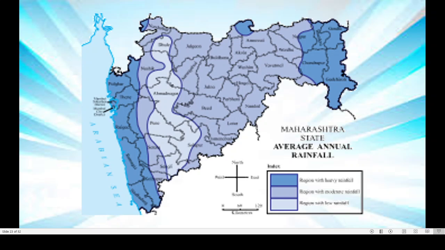Yes, dear children, this is our Maharashtra map, but it shows average annual rainfall. Here we can see three different shades of blue, isn't it? One is dark blue, and a little less blue, where the shade is a little dull, and the third one is too dull, correct? Dull blue. So here, the first, dark blue, means what? Region with heavy rainfall. Okay, the dark blue area shows region with heavy rainfall.